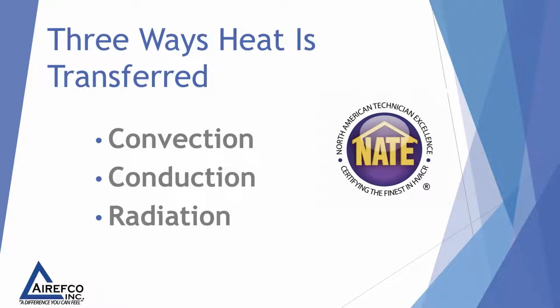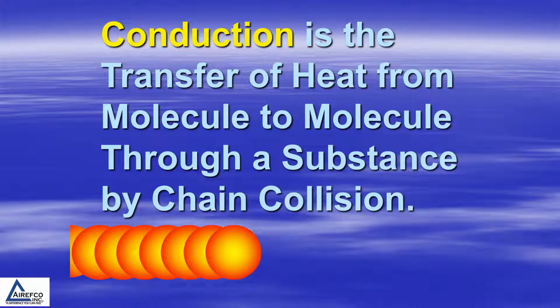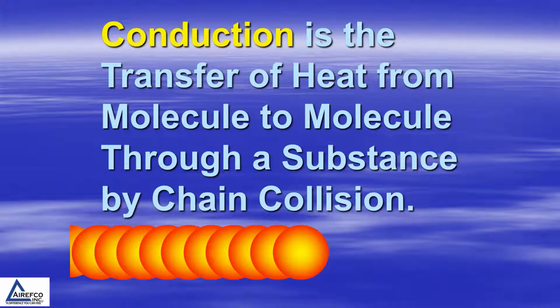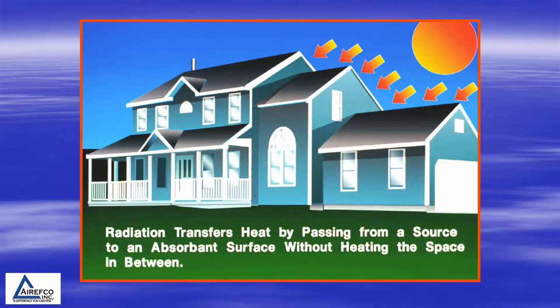If you have taken a NATE test recently or done any studying for a NATE test, you would have seen these three terms. Three ways that heat is transferred: by convection, conduction, and radiation. Conduction is the transfer of heat from molecule to molecule through a substance by chain collision. Convection is heat transfer by the movement of molecules from one place to another. Radiation transfers heat by passing from a source to an absorbent surface without heating the space in between.